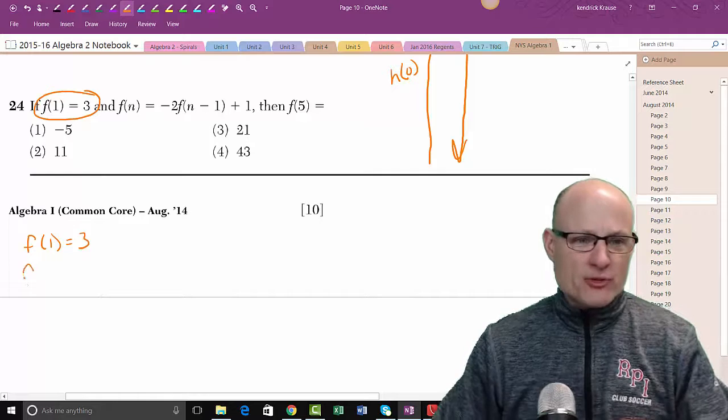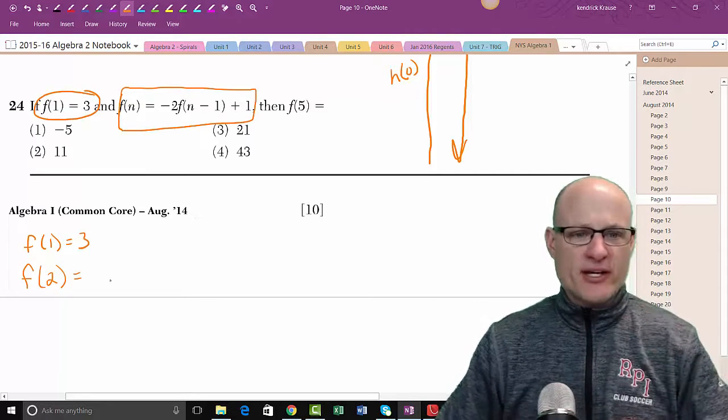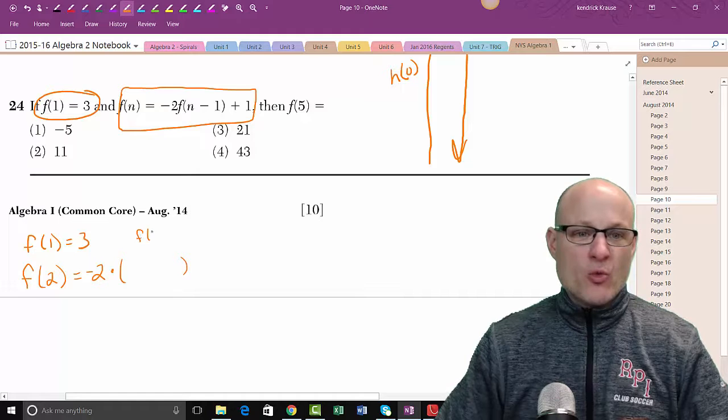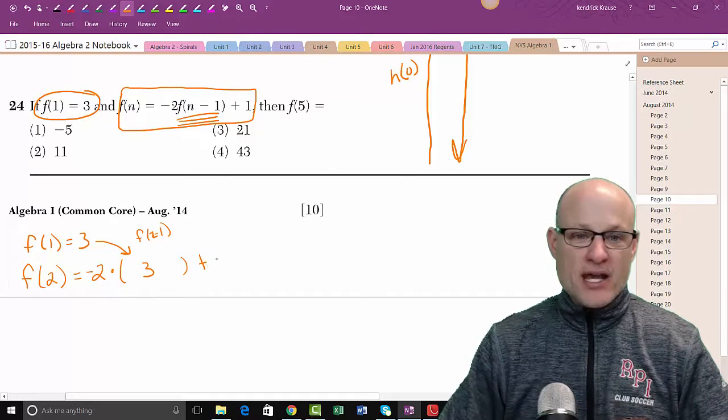All right, so f of 2 is described as, and this is for everything that's not 1. It looks really complicated, but all it says is take negative 2 and multiply it by f of n minus 1, which is really just the one before it. N minus 1 means the one before it. So really we're just going to pop that 3 in there, and we're going to add 1. And so we get negative 6 plus 1 is negative 5. Not done. We got to get the f of 5.